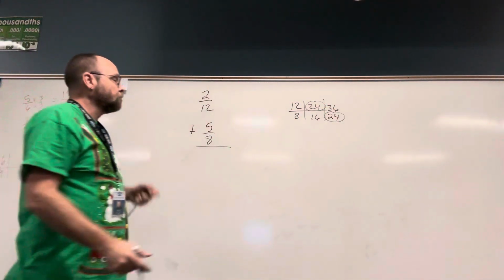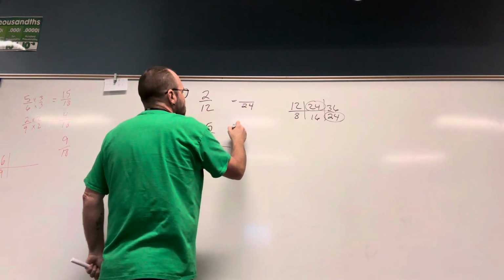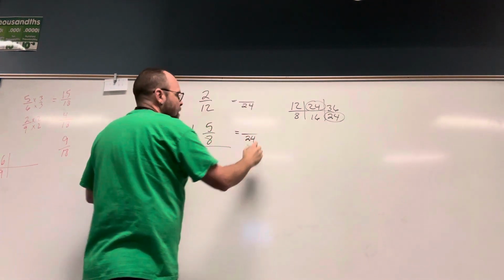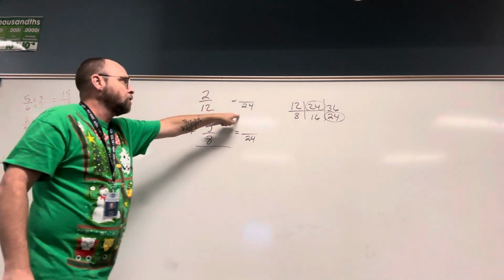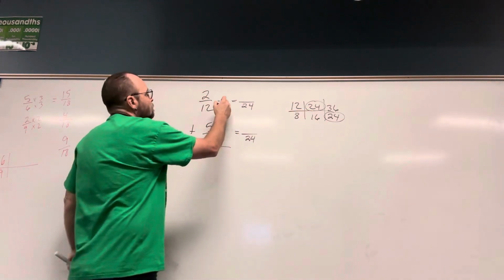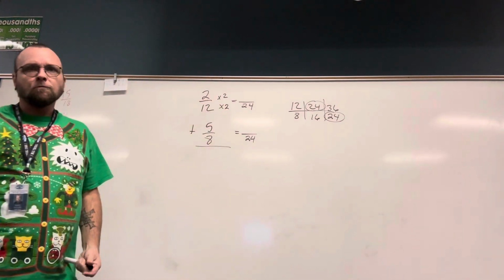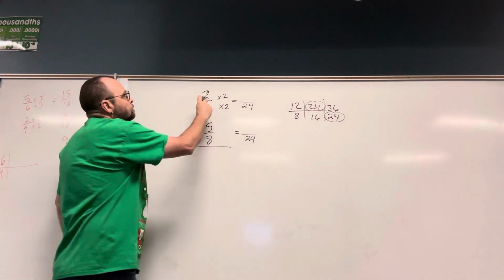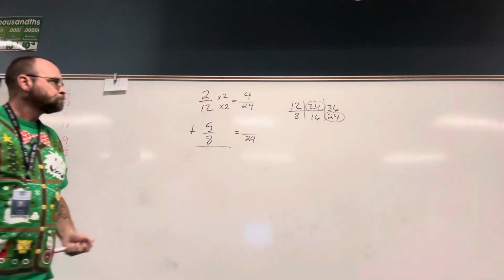Both of these fractions need to be changed so that they have a denominator of 24. Now I need to figure out 12 times what gives me 24. 12 times 2 gives me 24. Since I have to multiply the denominator by 2, I also have to multiply the numerator by 2. 2 times 2 is 4. So this equals 4/24.